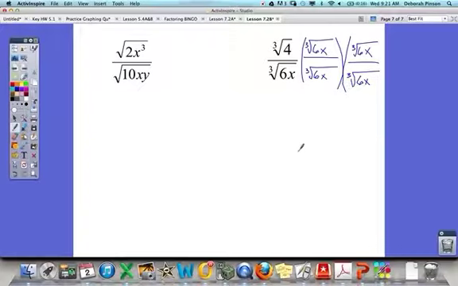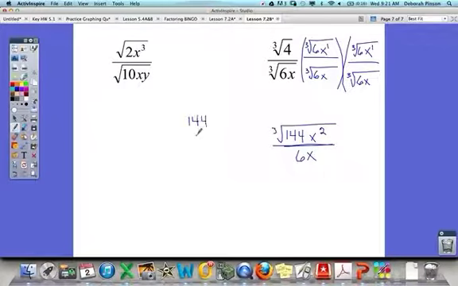So on the bottom then I would have 6x. On the top I have 6 times 6 is 36 times 4 is 144. And I've got 1, 2 x's. Now I can't really do anything with my x squared because I need at least 3 of a kind and I don't have 3 of a kind. But I'm pretty sure I can simplify my 144.